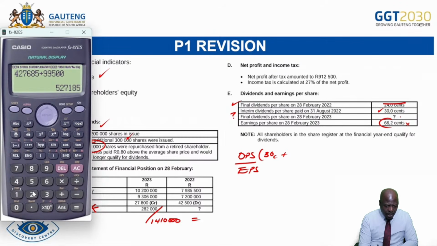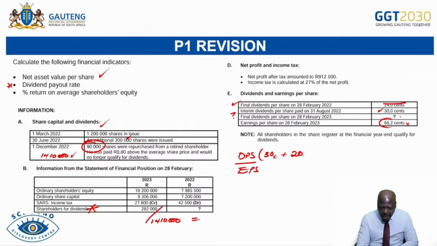So I'll say 282,000, and I divide it by 1,410,000. That is going to give me 20 cents. So I'm going to say my final dividend then is 20 cents. So I now have my dividends per share, which is 30 plus 20. That gives me 50. So 50 is my dividends per share.